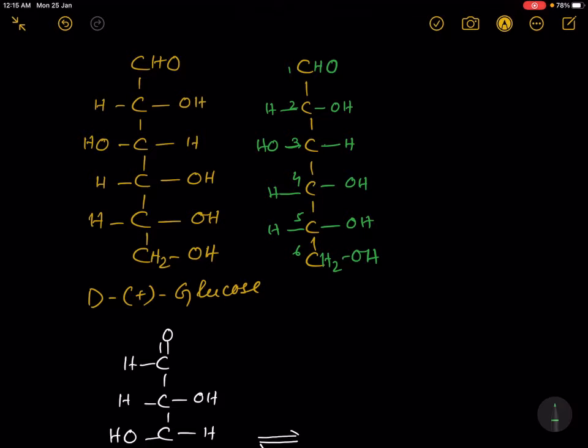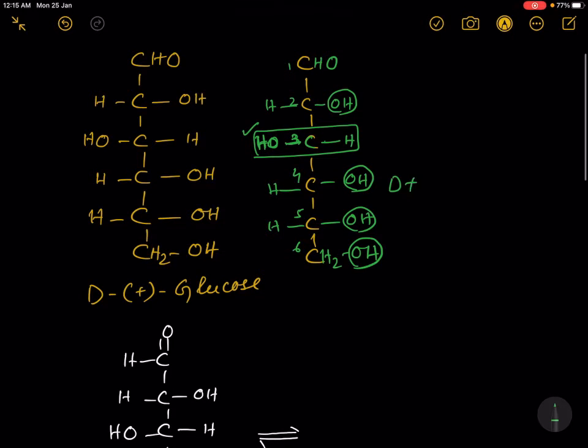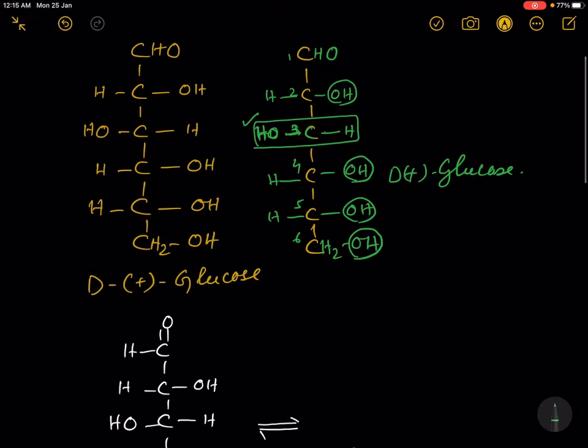One thing you have to remember is that in the third position you will find OH on the left hand side. This OH is on the left hand side. Other OH groups are on the right hand side. So it is easy to remember the structure of D plus glucose. This is the open structure.